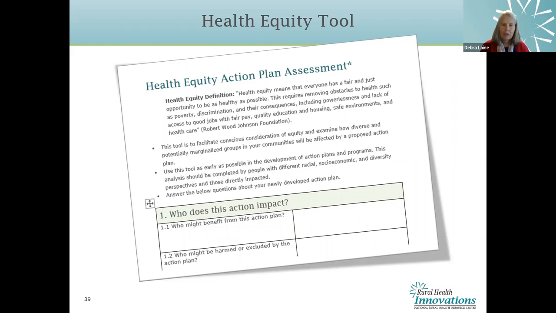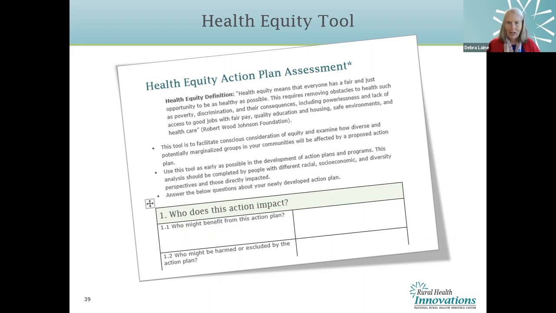Our community population health team uses this health equity tool, and it's adapted from the Minnesota Department of Health health equity tool developed by their health equity task force. We'll be using this tool in our workshop, as Kim mentioned, encouraging you to use it to really check your team's work as you move along in your project.